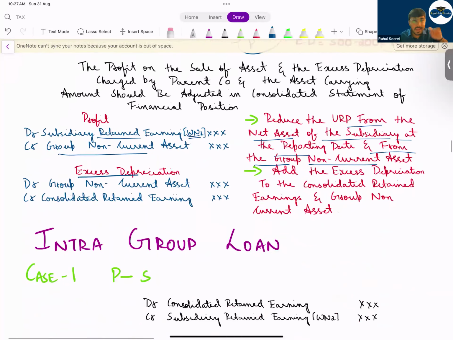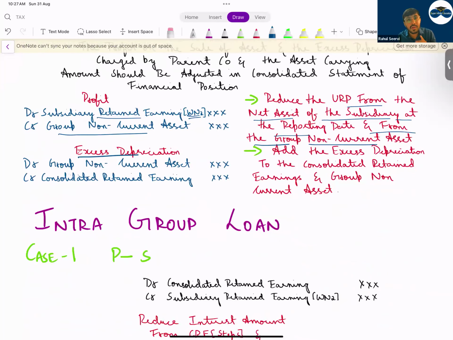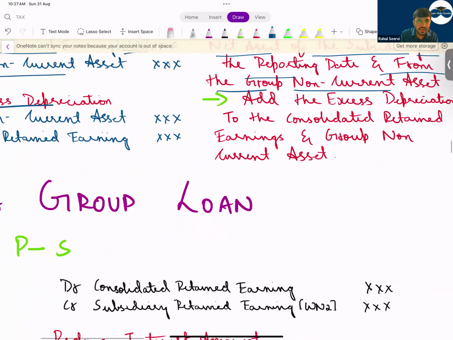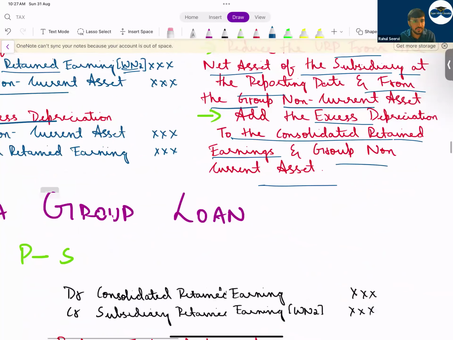So what will we do? The parent company recorded more depreciation, so the parent company's profit is low and its retained earnings is low. We have to increase the parent company's retained earnings. So add the excess depreciation to the consolidated retained earnings and group non-current asset. I hope this is clear to everyone.